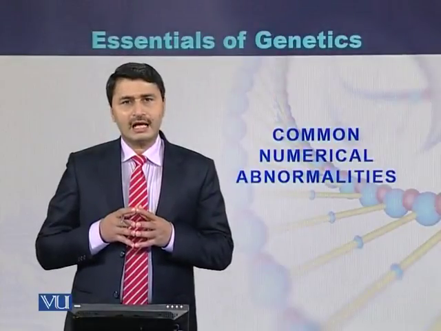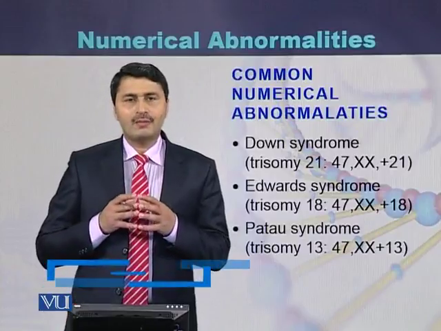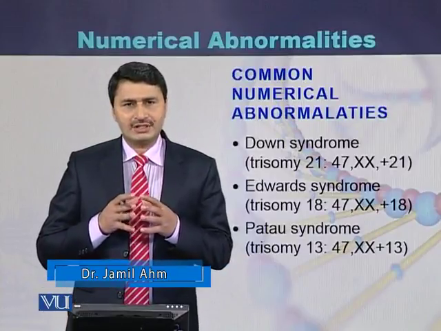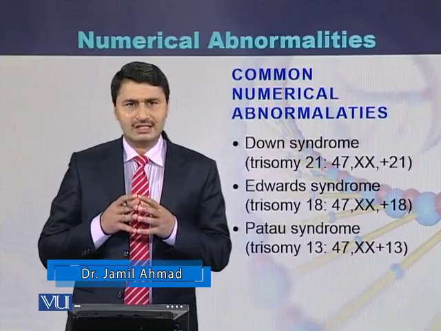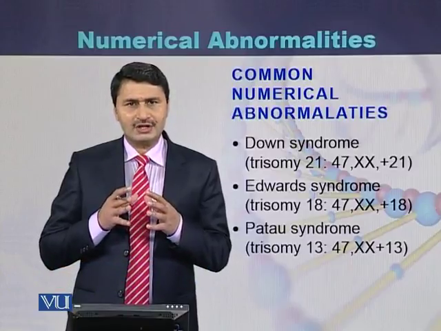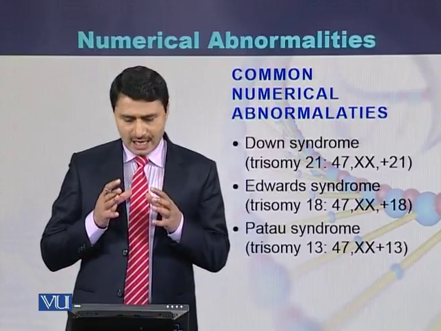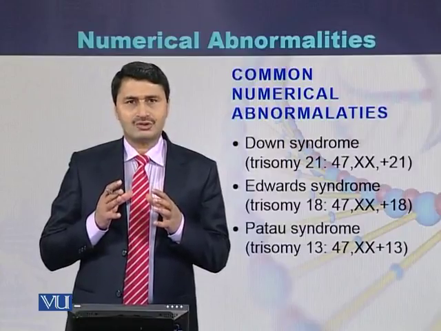Common numerical abnormalities can be due to the autosomes and they can also be due to the sex chromosomes. Common abnormalities which are due to the autosomes are Down syndrome, Edwards syndrome and Patau syndrome.